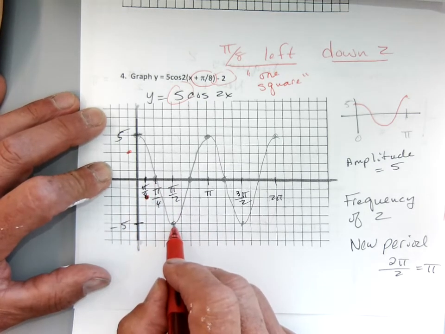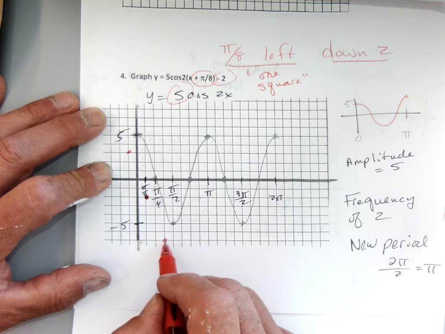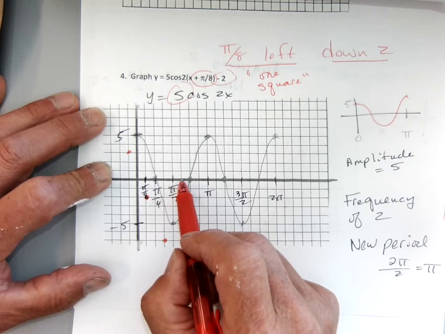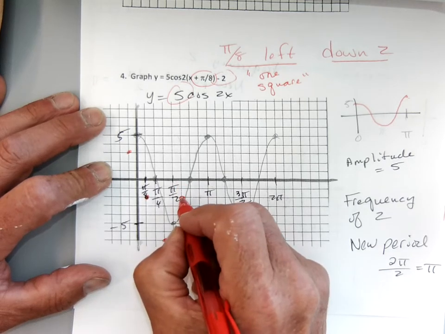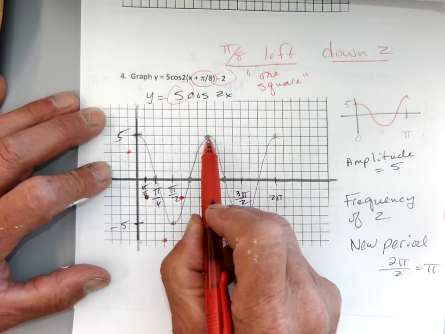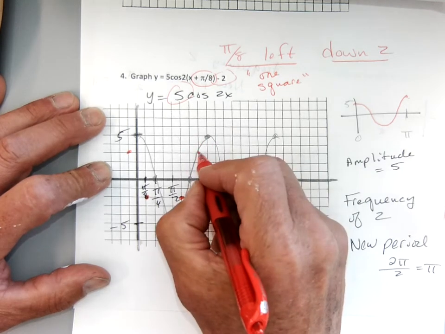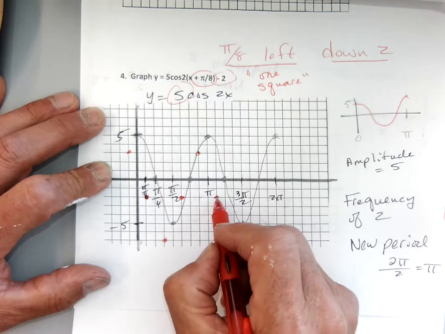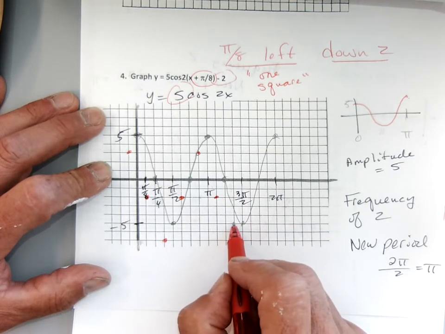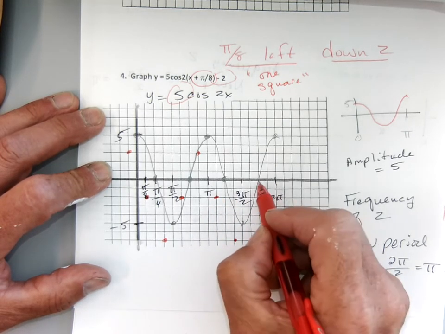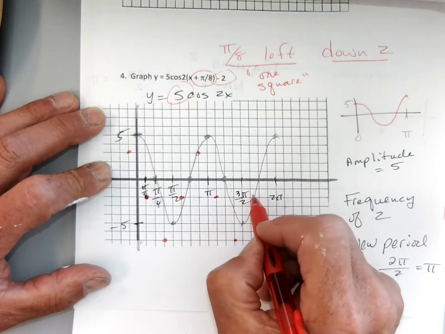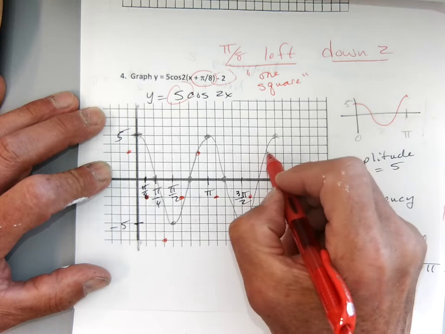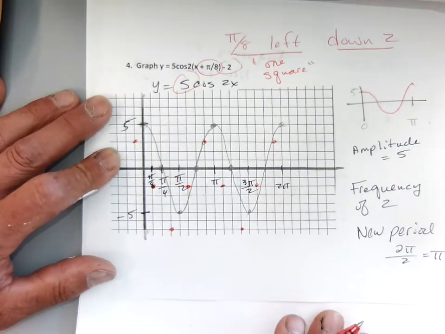This minimum, back pi eighths, down 2. The minimum moved to here. This x-intercept, back pi eighths, down 2, moved down to here. This maximum, back pi eighths, down 2, moved to here. This x-intercept, back pi eighths, down 2. This minimum, back pi eighths, down 2. This x-intercept went back pi eighths, down 2. This maximum went back pi eighths, down 2. And now all I'm going to do is connect my dots.